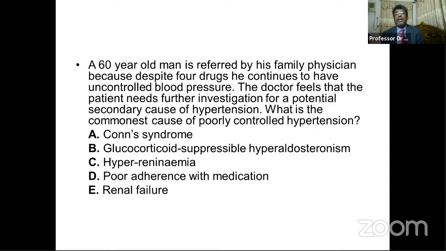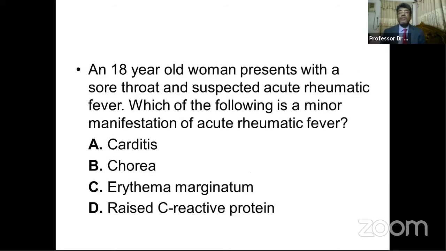As we know, hypertension is a silent killer disease, and most patients suffering from hypertension may not have any symptoms. For this reason, patients usually do not take antihypertensives properly, and so their hypertension remains uncontrolled in most cases. So poor adherence to medication is an important cause of uncontrolled hypertension. So poor adherence with medication should be the answer here.